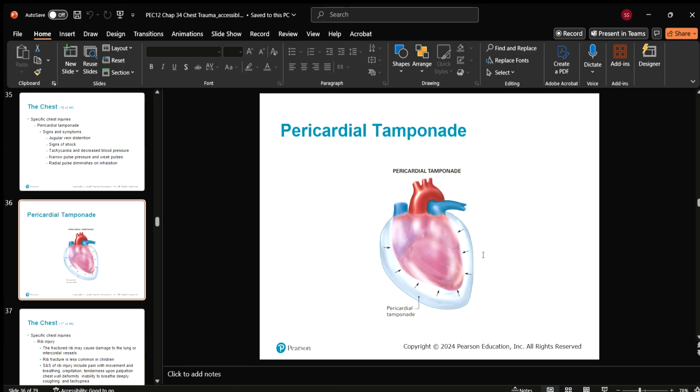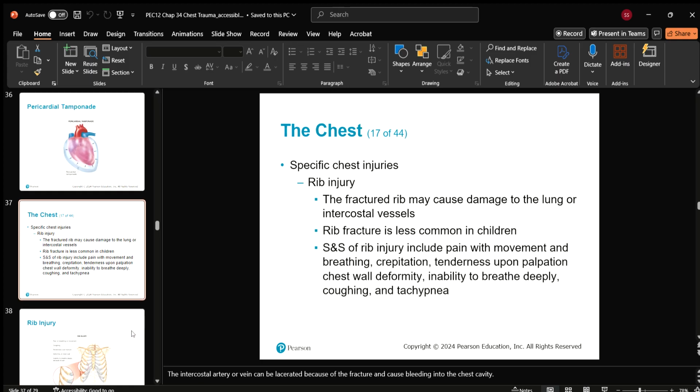And here's just a photo showing the sac around the heart, the pericardial sac, filled up with fluid. All right, so rib injuries. We talked about these earlier when we talked about a flail chest. Fractures can cause damage to the lung or intercostal vessels. Intercostal means in between the ribs, and there are blood vessels in between those. It says it's less common in children because their bones are more pliable.